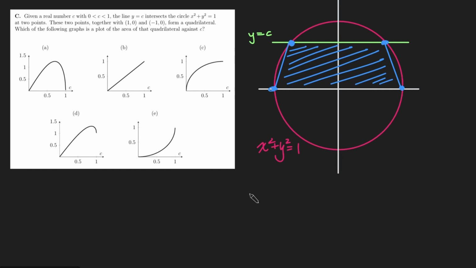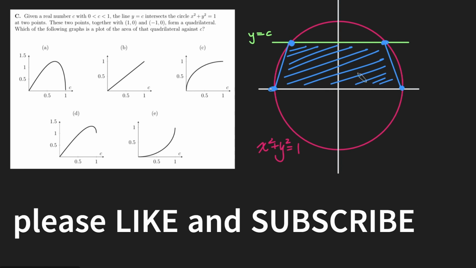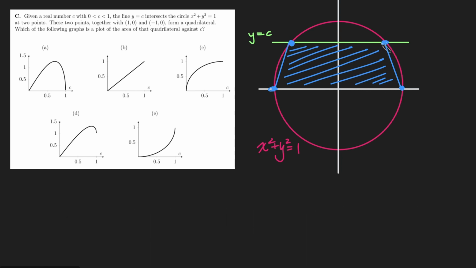Okay, so the way we're going to do this is we're going to explicitly work out the area of this trapezium in terms of c and then dissect that function. In order to do this, we need to first determine the x-coordinate of these two points up here, and that's pretty straightforward. We're just going to plug y equals c into this equation and rearrange for x. So we get x squared plus c squared is 1, and rearranging gives x is plus or minus root 1 minus c squared. That tells us that this upper length of our trapezium is going to be 2 lots of square root 1 minus c squared.